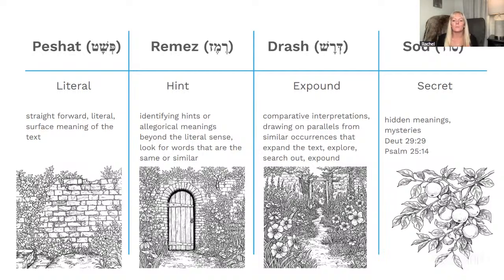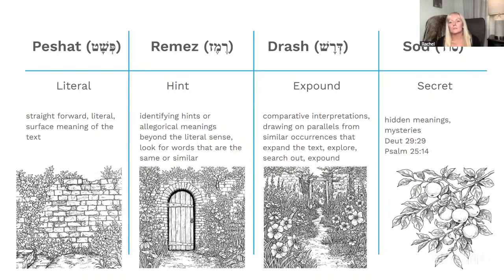Then the next one, Drosh, is like entering that door and starting the pathway through the garden. You get to compare different interpretations. You get to see where these contexts appear in different verses throughout other scriptures. And you search and explore more, like you would in the garden, and you get to see all the different things.